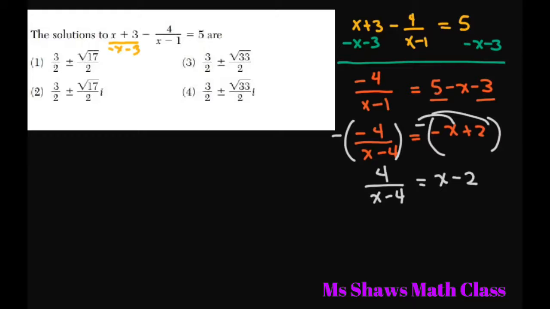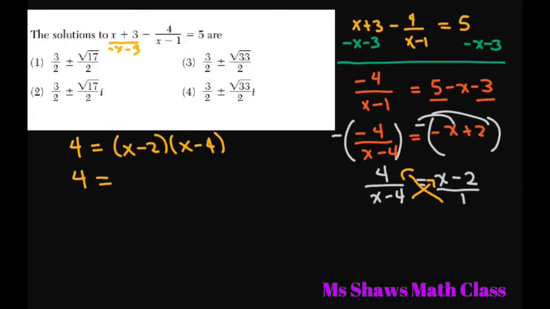All right, so now we're going to just cross multiply. And when you cross multiply these two, I tend to cross this way. So you would get 4 equals x minus 2 times x minus 4. You might have gone the other way. And so we have 4, and this is going to be x squared.